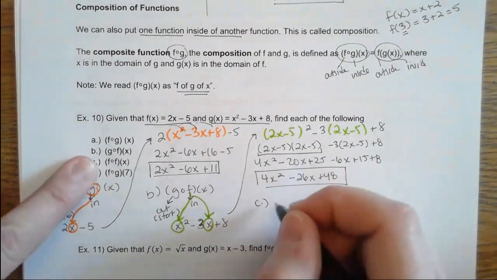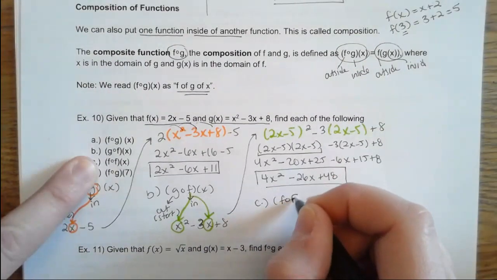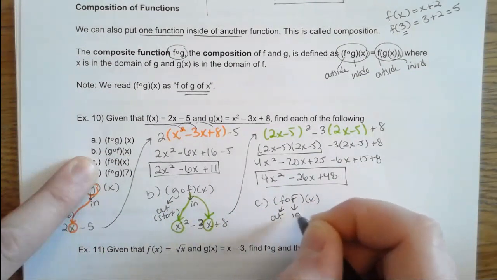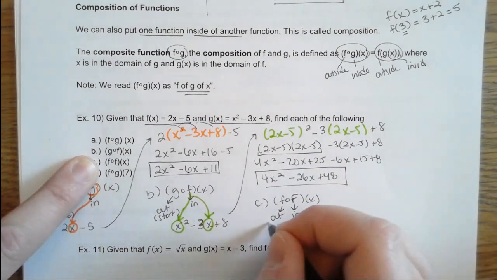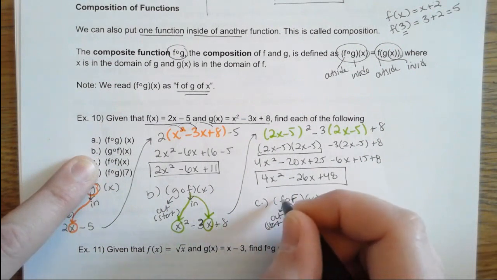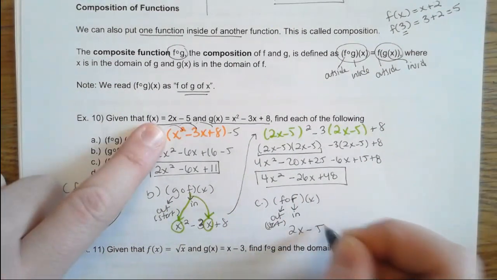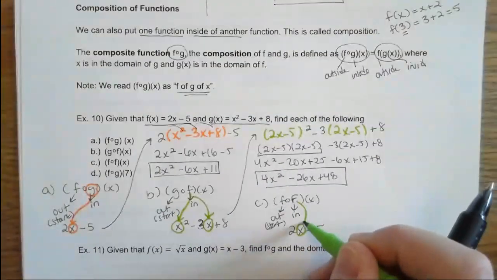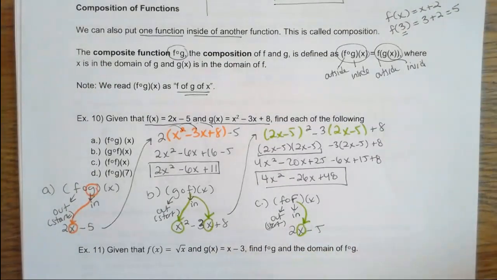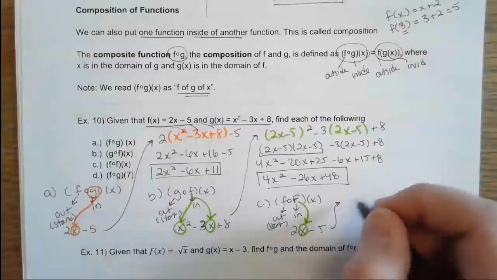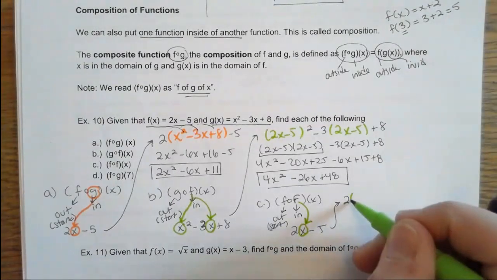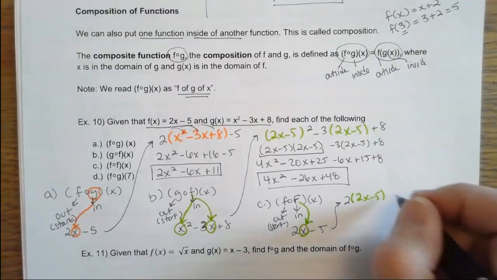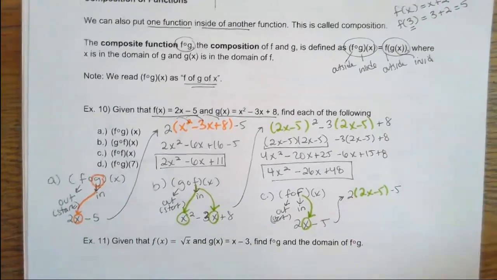You can plug a function into itself. So here you have f of f. So your outside function is f and your inside function is f. Again, start with the outside function. So it is 2x minus 5. And then you're going to replace the x with whatever the inside function is. So we get 2, and then because it's f again, we write another 2x minus 5, minus 5.